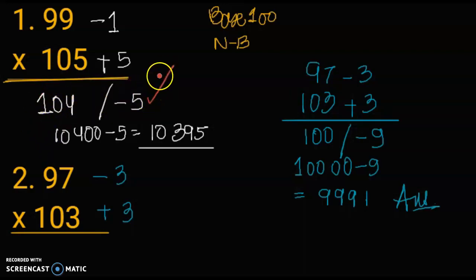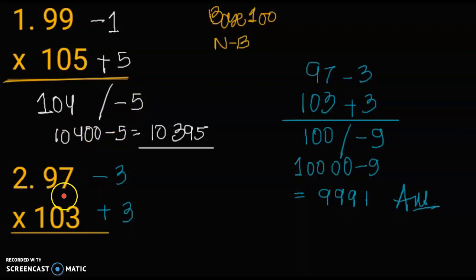Now the next step, very carefully try to understand that. We have 104 on the left hand side of the slash, multiply it by base, so we get 10400, and since it is minus 5, subtract 5 and you get the answer. I hope it is clear so far.